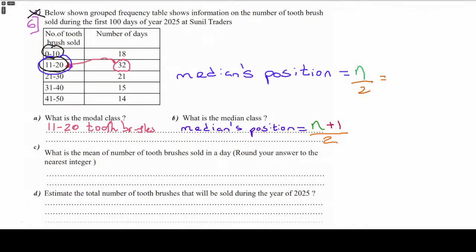I repeat, when is the plus 1 not required? It is not required when the data is put into class intervals. What are class intervals? These ranges: 0 to 10, 11 to 20, 21 to 30. In such instances, plus 1 is not required.